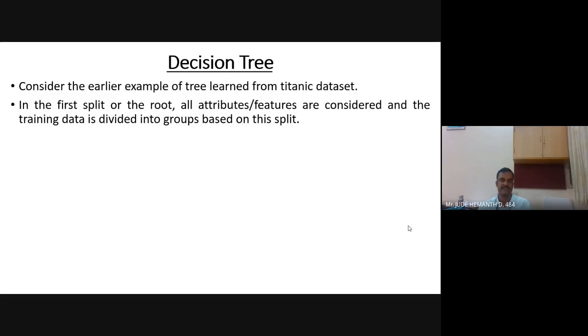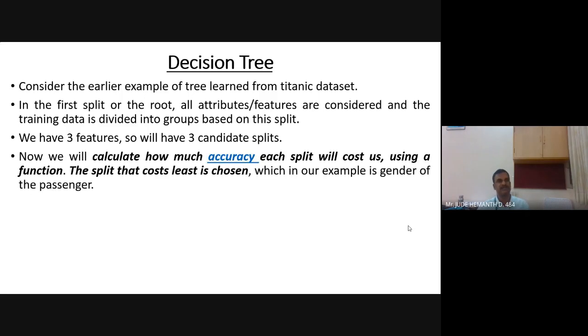So now we will see the same example of the Titanic data set. In the first split, or the root, all features are considered. So when I start with the root, I do not know whether I should consider my age as a root, or my gender as a root, or my number of siblings as the root. Right? Now, initially what I do is I cut into many different splits, maybe 3 splits because I have 3 features.